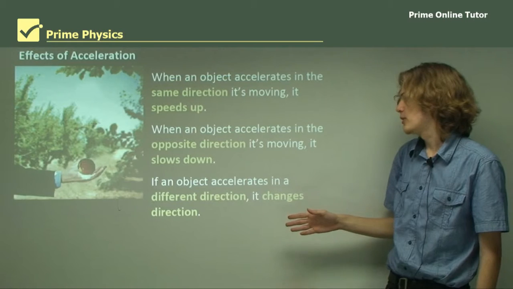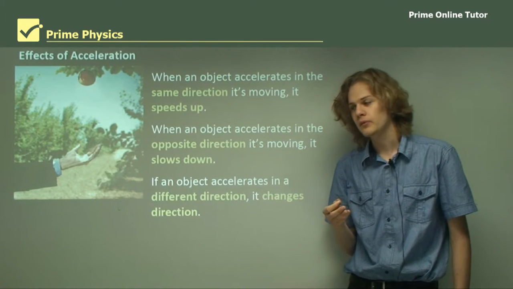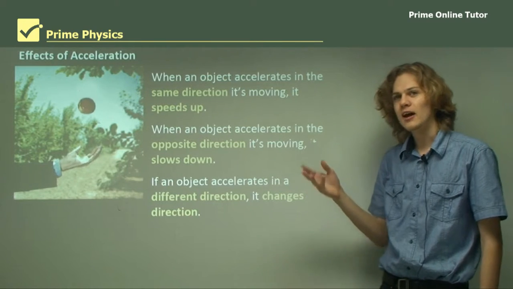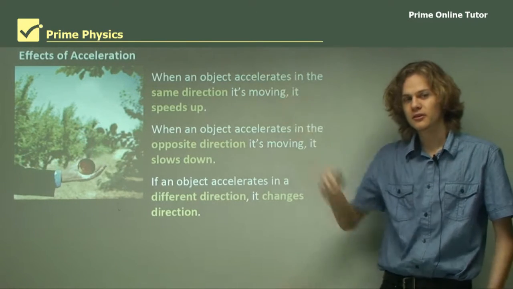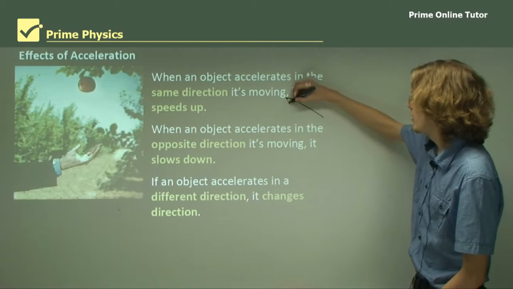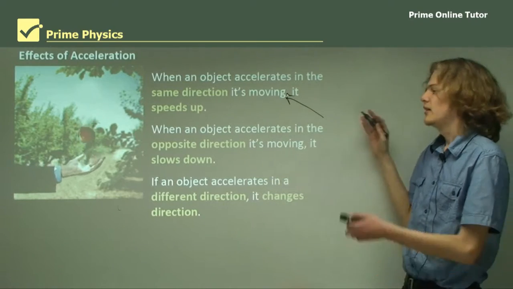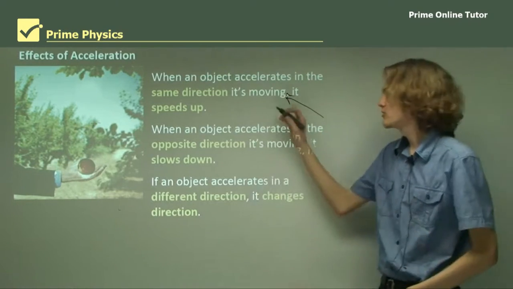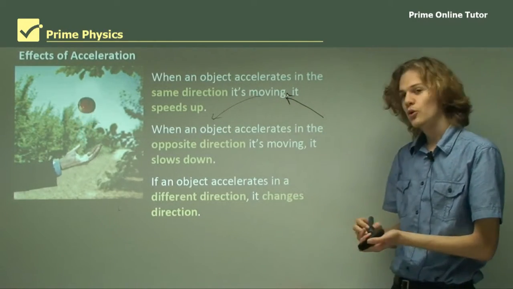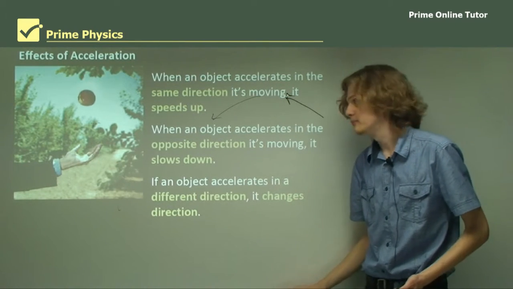If an object accelerates in a different direction, it changes direction. So we can imagine, for example, an apple being thrown off into the distance. When we start throwing it, it's moving in that sort of direction, up there. As it accelerates downwards, it eventually reaches the top of its trajectory and starts moving downward again. And so we can see that it's accelerating downward, and this is changing the direction of its velocity.